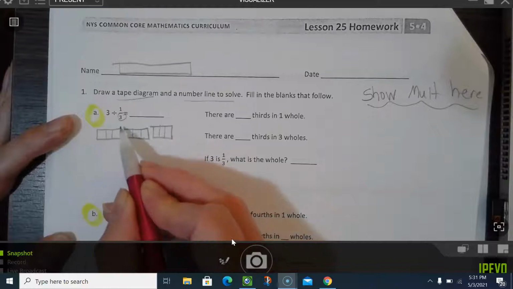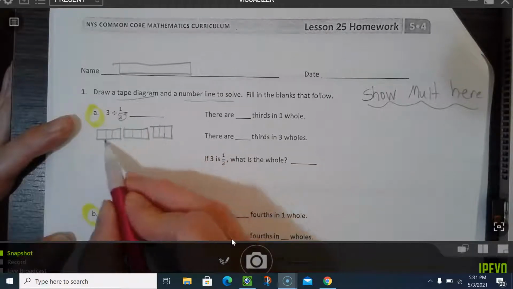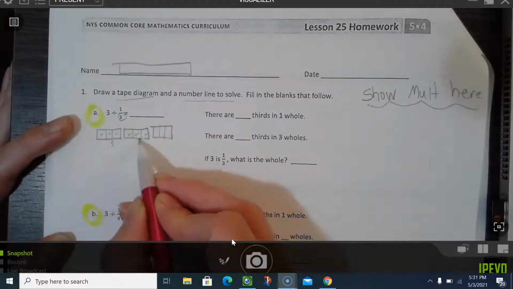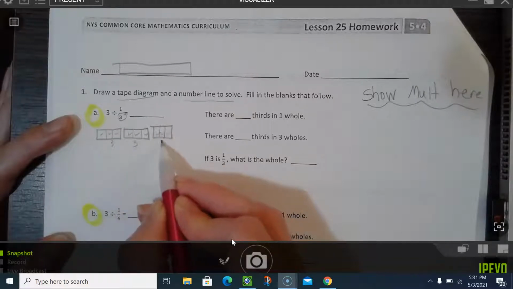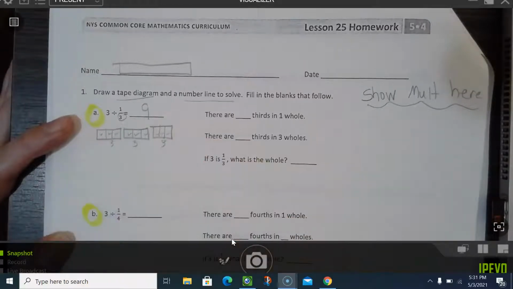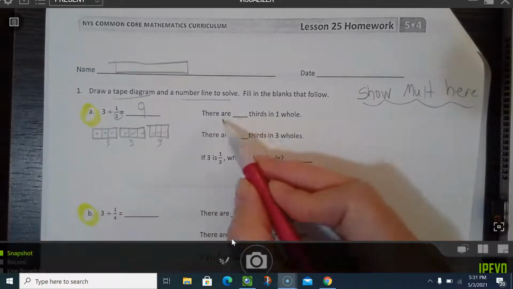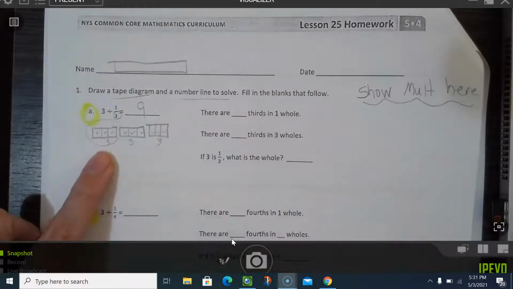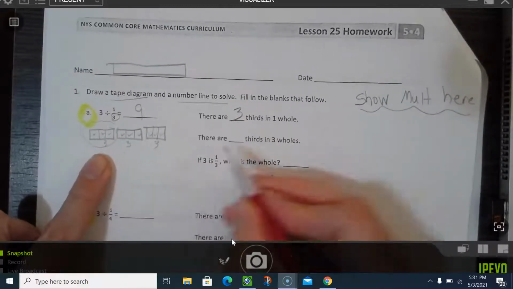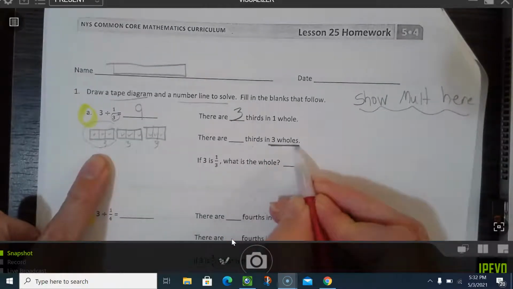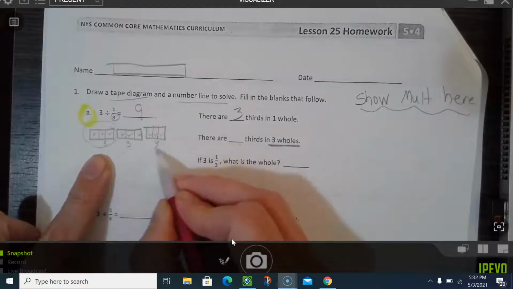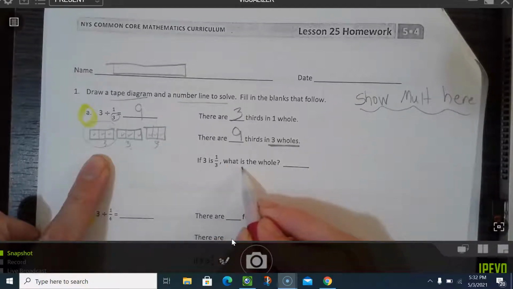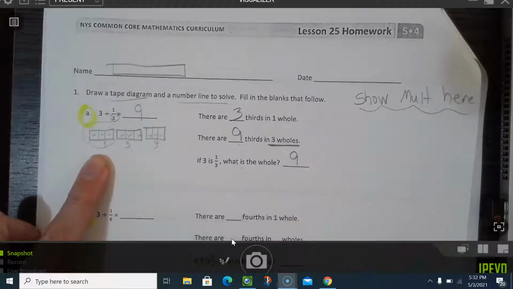So if I have 3 1/3, how many would there be altogether? So you're going to count 1, 2, 3, another 3, 4, 5, 6, plus another 3. My answer would be 9. So let's go ahead and fill in these questions here. There are blank thirds in one whole. So to make one whole, how many thirds would there be? Well, 3 of them. There are blank thirds in 3 wholes. Well, that was my answer here, 3, 6, and 9. If 3 is 1/3, what would the whole be? My answer is still going to be 9.